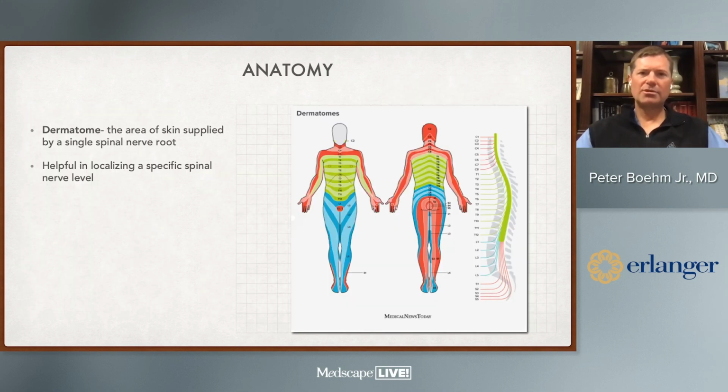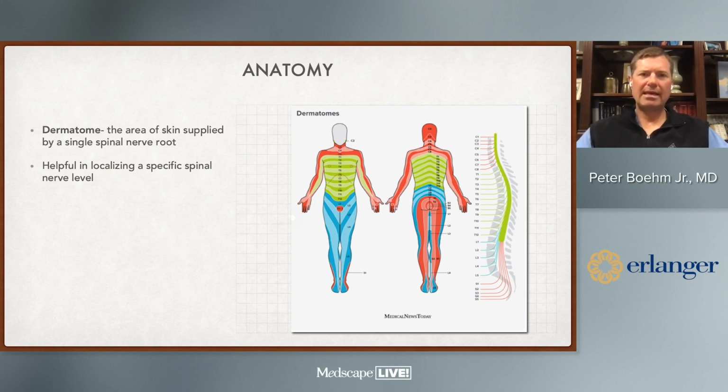Remembering our dermatomes, this is an area of skin that is supplied by a single spinal nerve root. When patients come in and talk to us about a pattern of pain, they may talk about back pain, but they may also describe a pain that radiates into the right hip and down the leg to the knee. And in my mind's eye, I'm thinking an L4 nerve root.